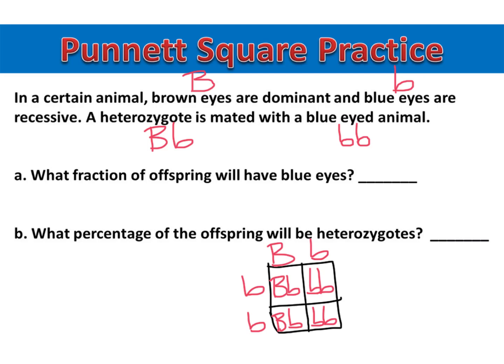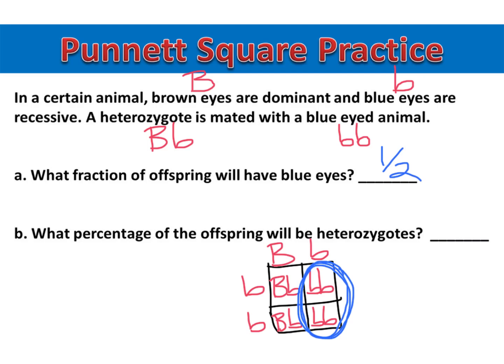Alright, and looking at our questions, what fraction of offspring will have blue eyes? Well, remember, blue eyes is the recessive trait. In order to have blue eyes, you have to be homozygous recessive. And so 2 of my 4 boxes show offspring with that homozygous recessive trait. And so 2 of the 4 is 1/2 of the offspring. So half of my offspring are predicted to have blue eyes.